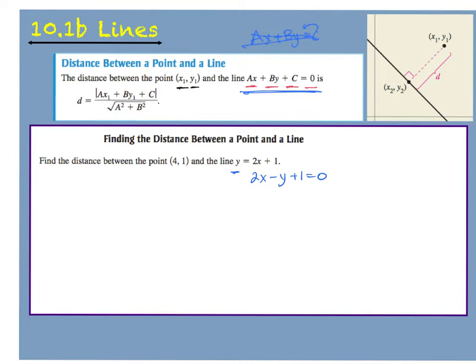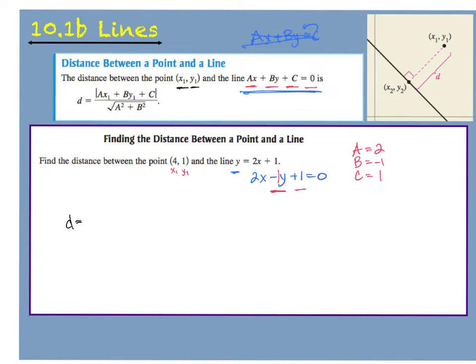Before you go too far, sometimes it's easy to write out your ABCs. So a is equal to 2, and then b is equal to this coefficient. Well, that coefficient is a negative 1. And then c is your constant, so that is 1. So now we have 4 as our x1 and 1 as our y1. Now we're ready to substitute it in our formula for distance.